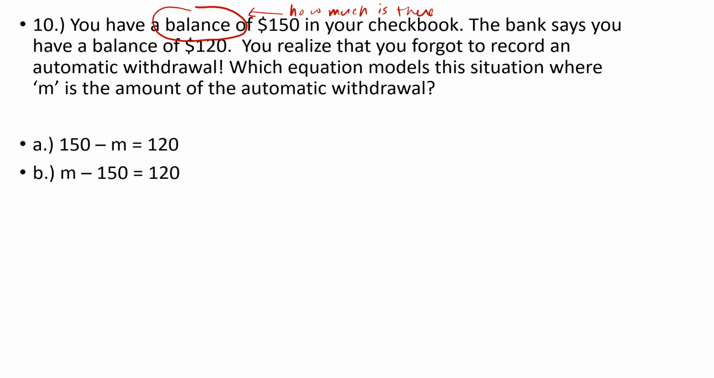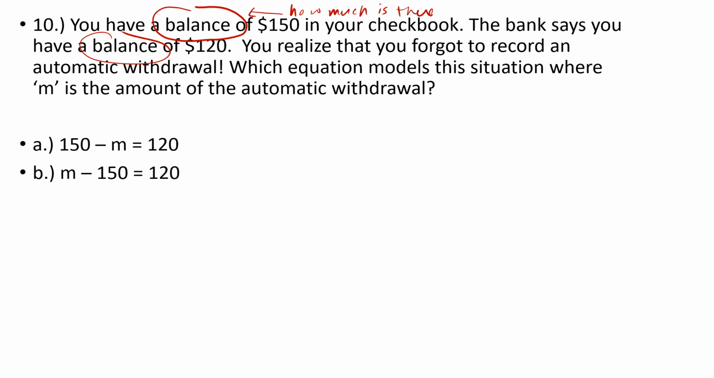Now the bank says you have a balance of $120. That means how much money you say you have in your checking account is different from how much money the bank says you have in your checking account. And the bank says you only have $120. You realize that you forgot to record an automatic withdrawal.